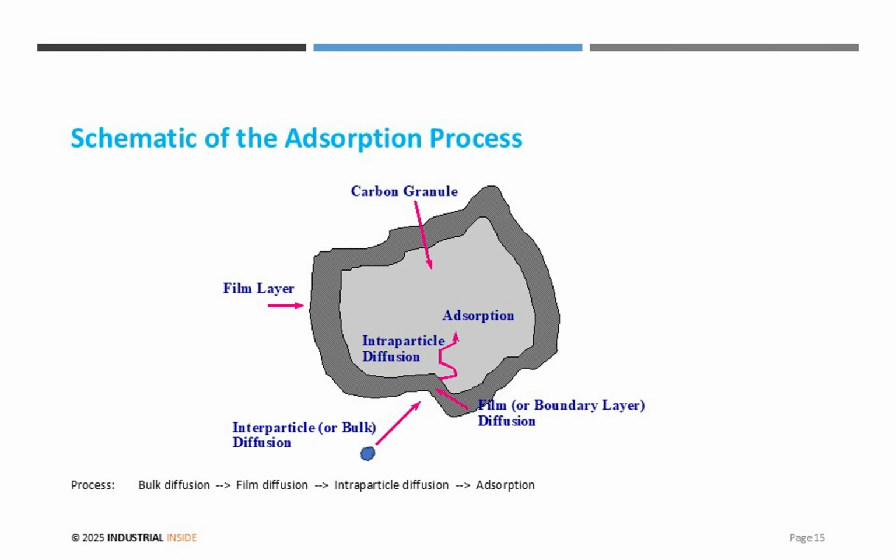The adsorption process involves several steps. First, molecules move through the bulk phase. This is bulk diffusion. Then, they pass through a thin boundary layer, called film diffusion. Next is intraparticle diffusion, where molecules travel into the carbon's pores. Finally, they reach the surface and are adsorbed.